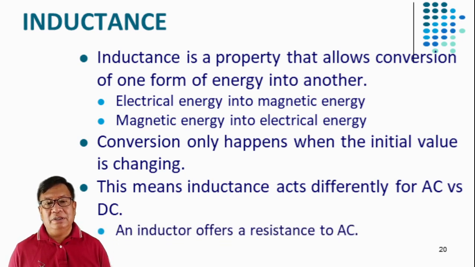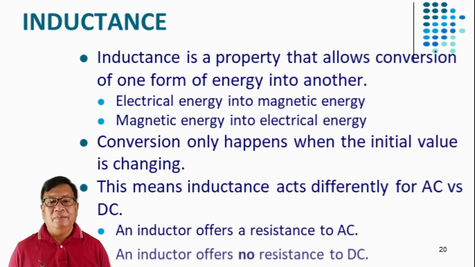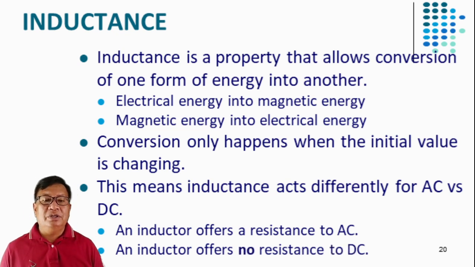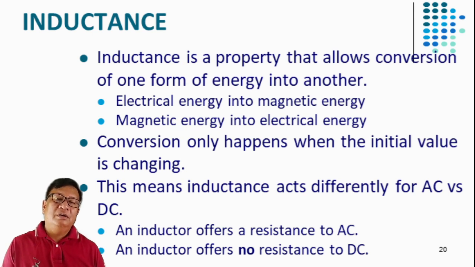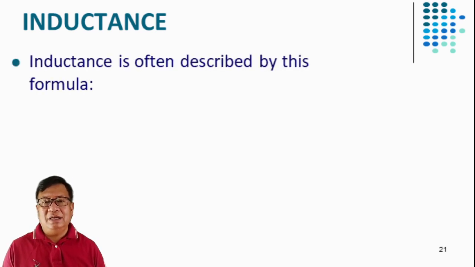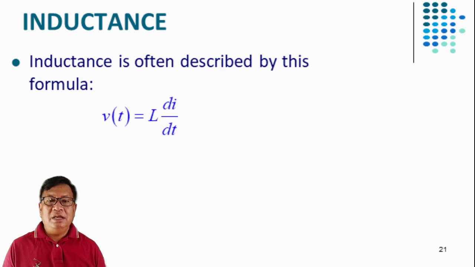Okay, an inductor offers a resistance to AC. An inductor offers no resistance to DC. So there is no internal resistance in an inductor, if it is an ideal inductor. Okay, so inductance is often described by this formula.